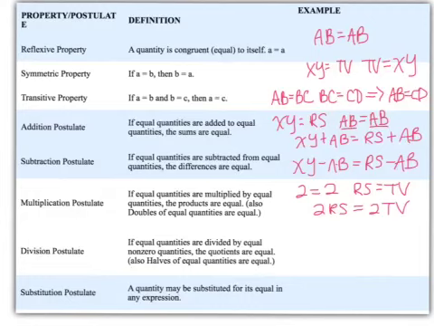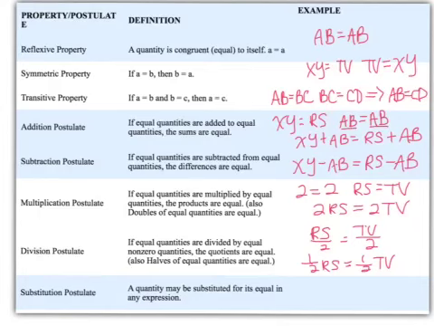Division postulate states that if equal quantities are divided by equal non-zero quantities, then the quotients are equal. So we'll use 2 equals 2 again, and we'll use RS equals TV again. That means that this works for halves as well. RS divided by 2 is equal to TV divided by 2, which you can also write as half of RS is equal to half of TV. That could be said to be using the multiplication postulate as well.